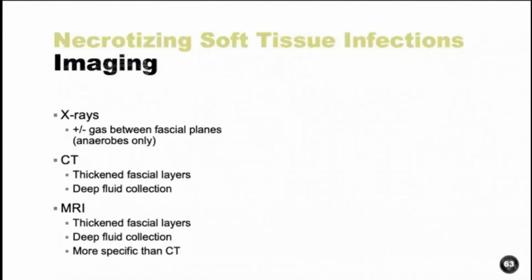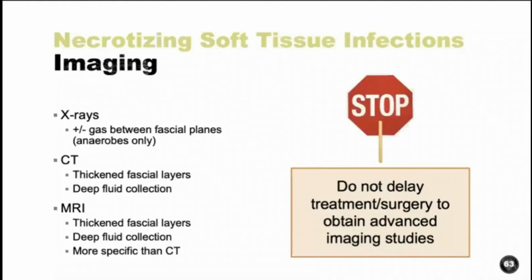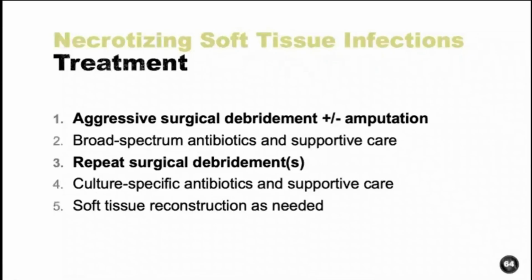They may show deep fluid collection, but a patient who is truly sick or is rapidly decompensating should not delay surgical management in order to go obtain a confirmatory imaging study, because you may not actually get a confirmatory study. So those patients should be brought rapidly to the operating room. So what does treatment look like? Well, treatment of necrotizing soft tissue infections is surgical debridement. Surgery is treatment number 1, 2, and 3.